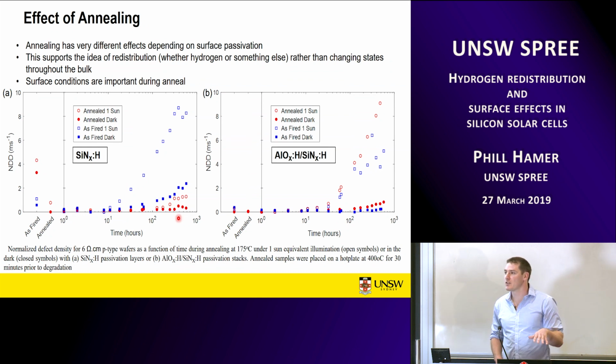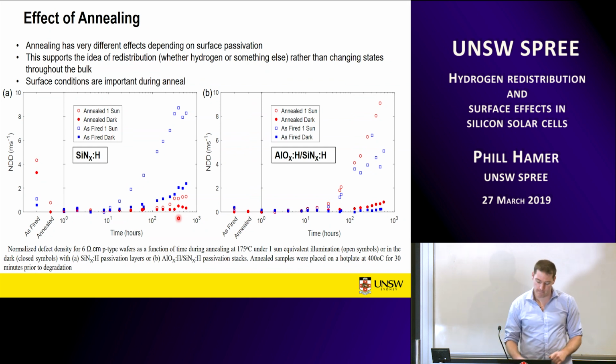This is annoying, but also very interesting, because what it implies is that the surface conditions during this annealing are actually quite important. And when we come to the theory of what's going on, it actually makes sense because the surface passivation layer you have will determine your band bending during this high temperature anneal. So it will determine how well hydrogen redistributes during that high temperature anneal as well as what happens during subsequent light soaking.